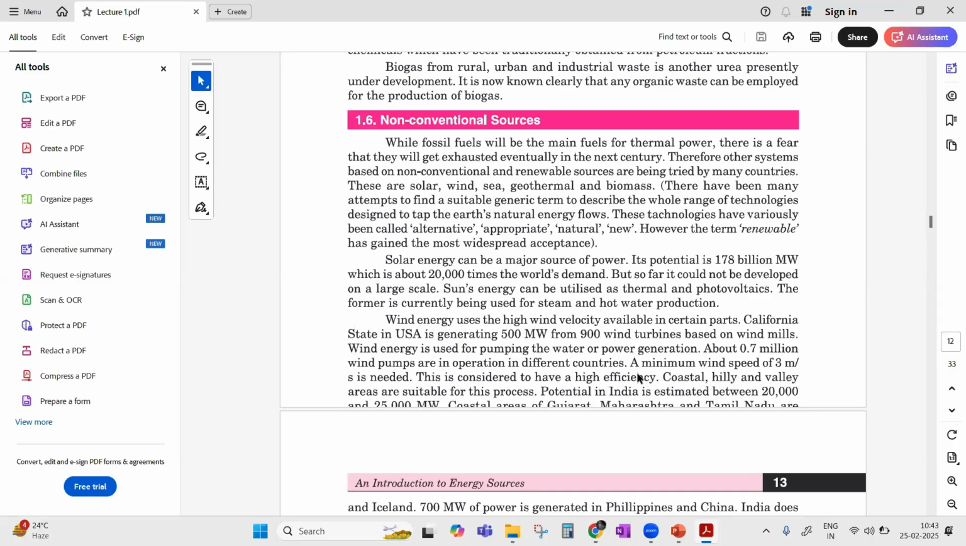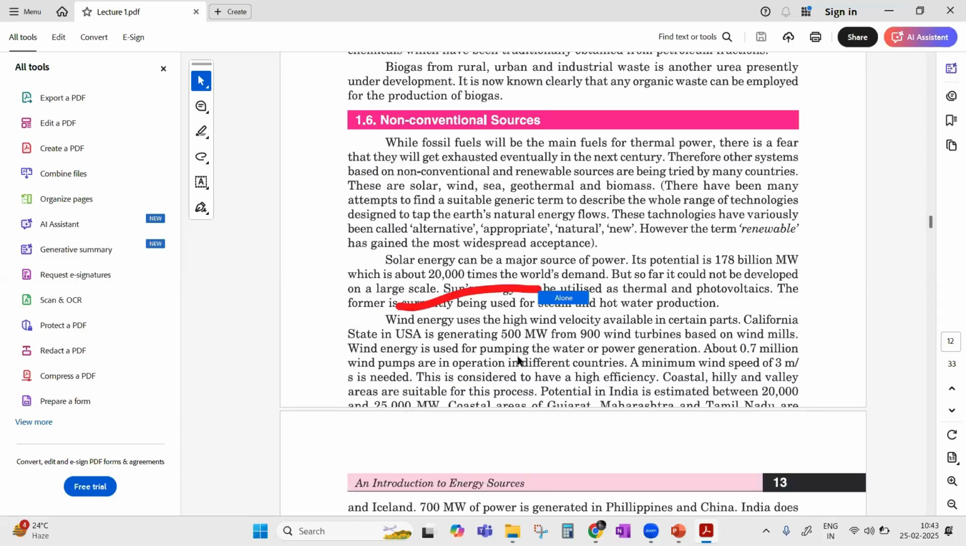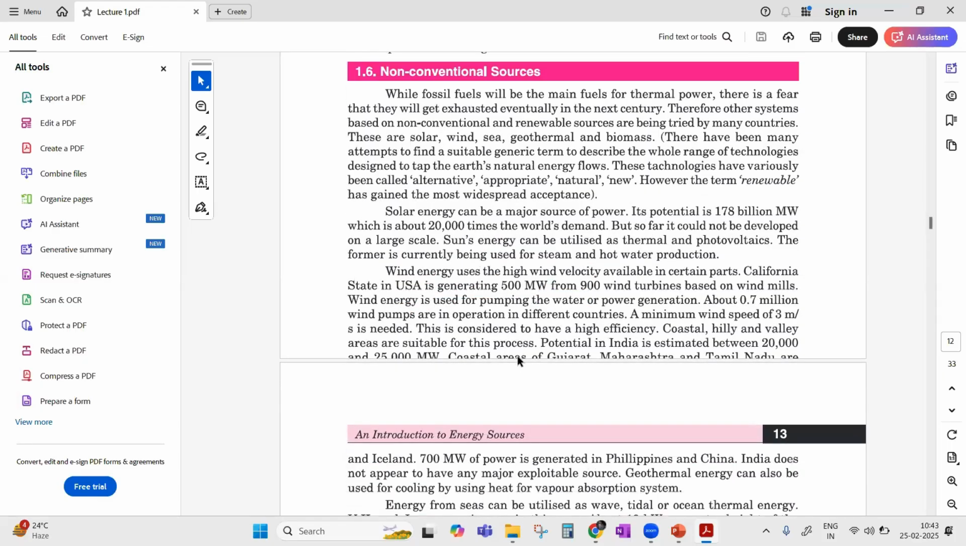So sometimes it is more than 10 meters per second also. So effective winds we say. So that particular wind can only be utilized for generation of energy. Okay. So for us, where we can install these windmills, we can install them mostly on the coastal areas, hilly areas and valleys. Mostly on the coastline of Gujarat, Maharashtra and Tamil Nadu, there we have windmills. And the potential in India is estimated between 20,000 and 25,000 megawatts of wind energy that can be generated.